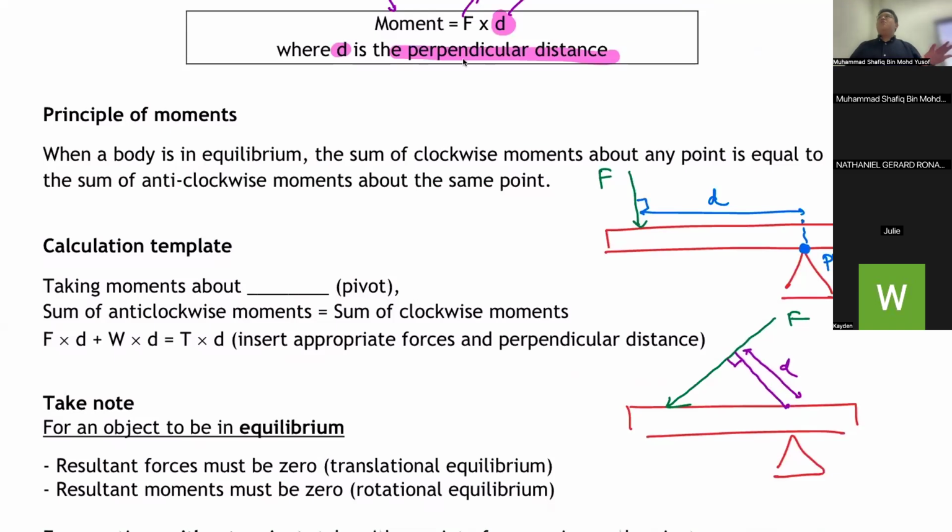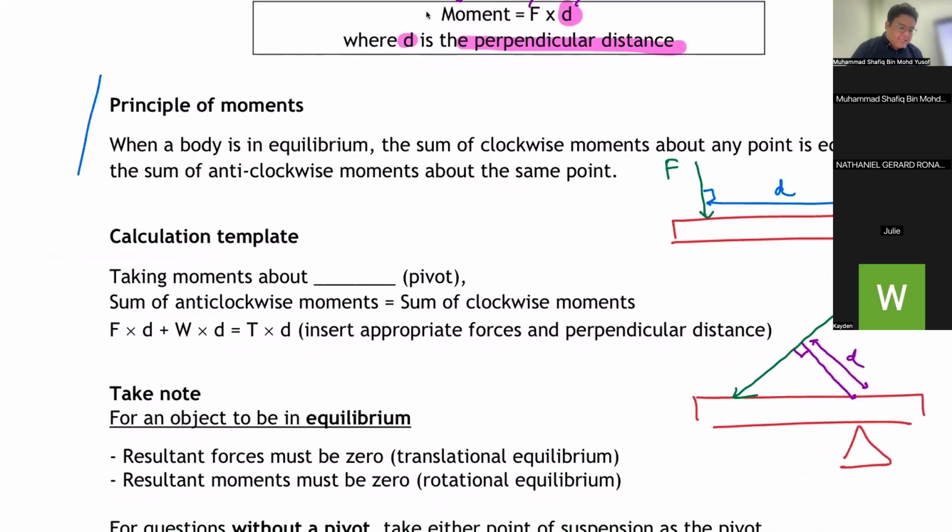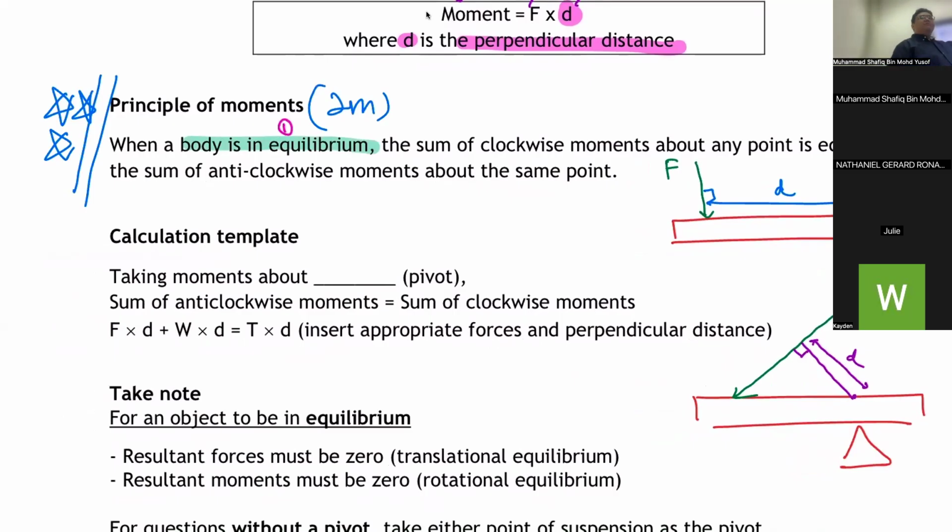Now, the most important thing you must take note about this topic is the principle of moment. And this one, please memorize, because this one usually is a 2-mark question. They will ask you, what is the principle of moment? Now, there are 2 points usually we are looking for. What is the first point? The first point, you all must say, when the body is at equilibrium. That will give you the 1 mark.